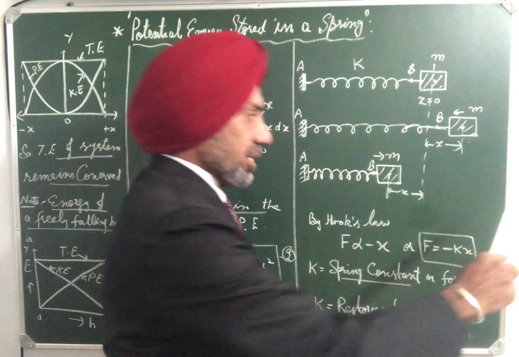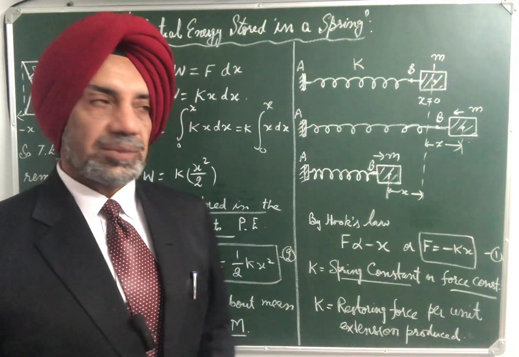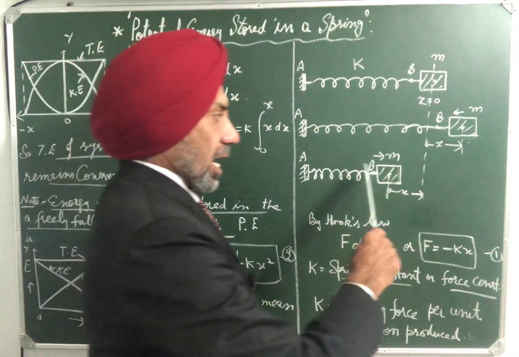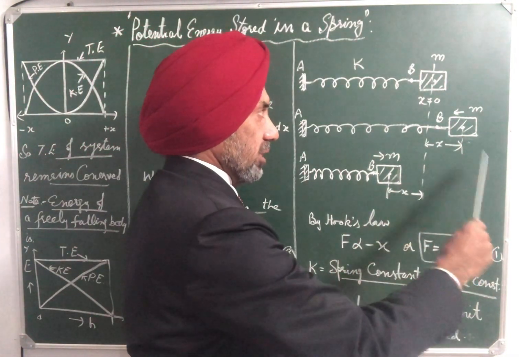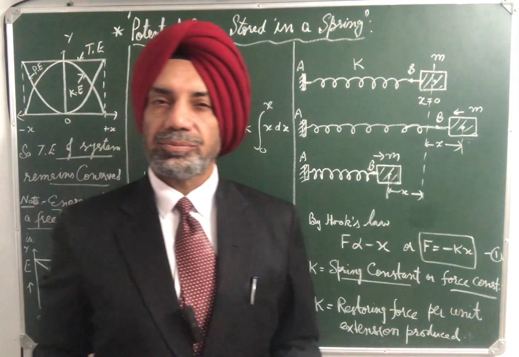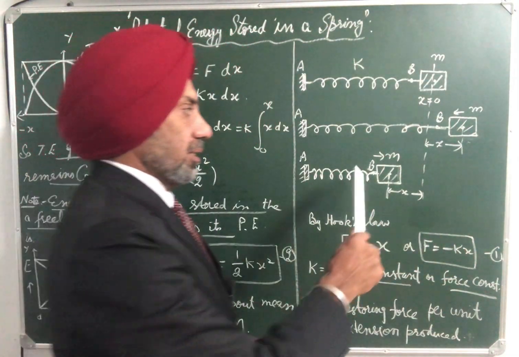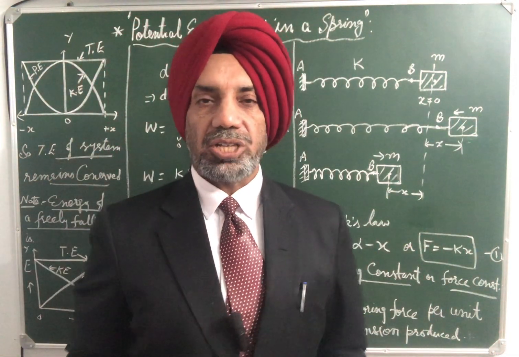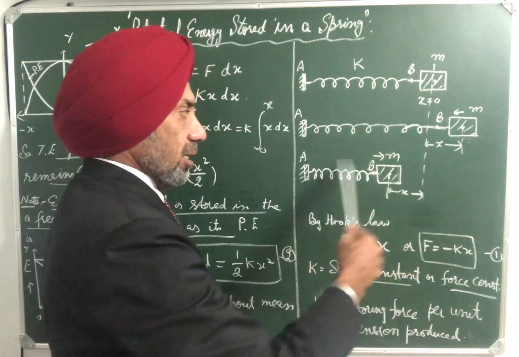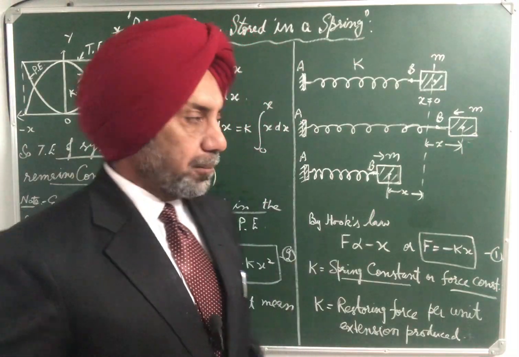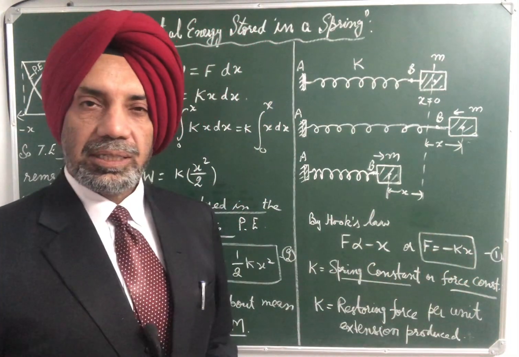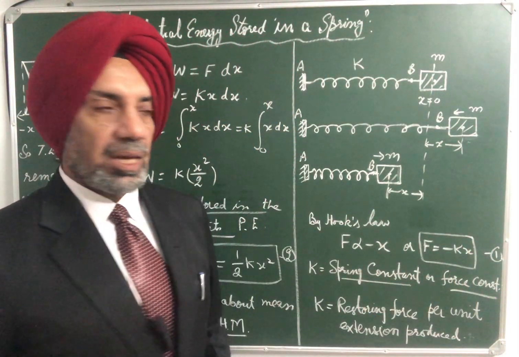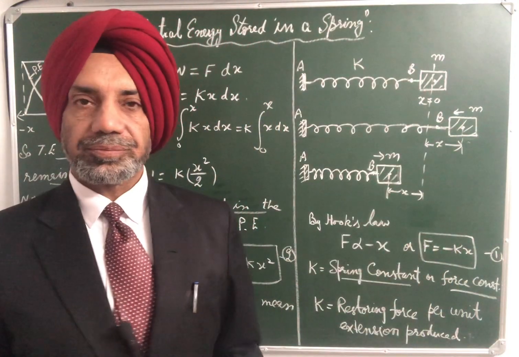If the surface is frictionless, this mass M after releasing starts oscillating about the equilibrium position, that is x equal to 0, and such oscillations are known as simple harmonic oscillations. That is, the nature of the stretched spring when released is simple harmonic motion about the equilibrium position.